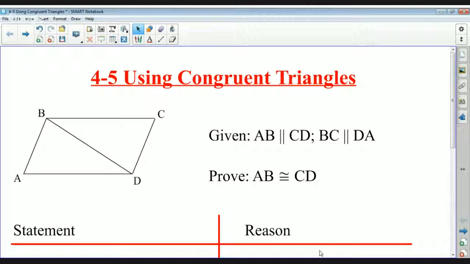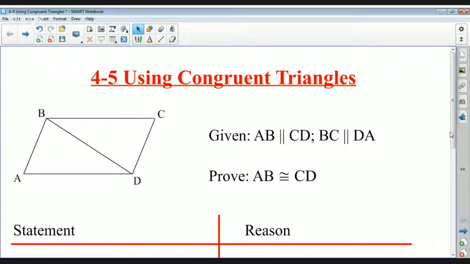Excuse me, here's the first proof that we're going to take a look at. We want to use congruent triangles to our benefit to then go back and say that our proof statement, side AB on the left-hand side, is the same as side CD on the right-hand side.